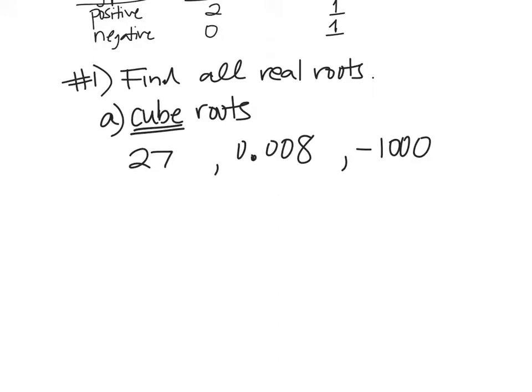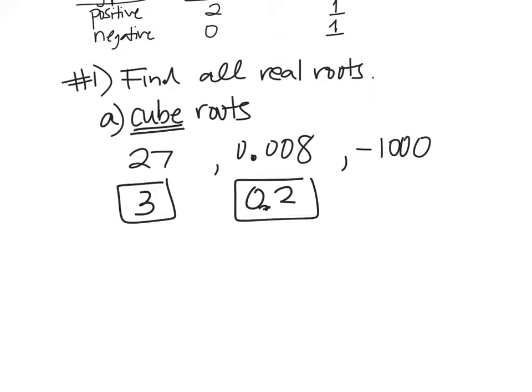Okay? 2 of them are easy, one's hard. So what's the first one? 3. Perfect. The cube root of 27 is 3. 3 times 3 times 3 gives us 27. How about the next one? Yeah? What is it? 0.2. 0.2. Let's test that.